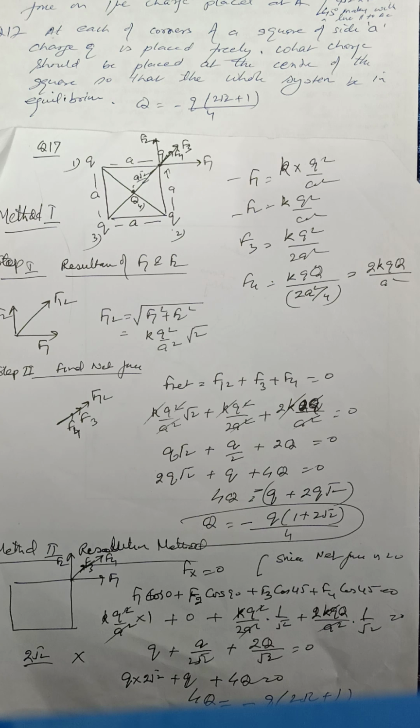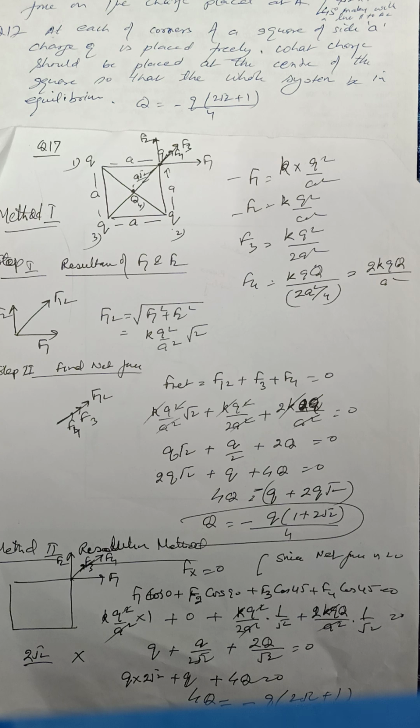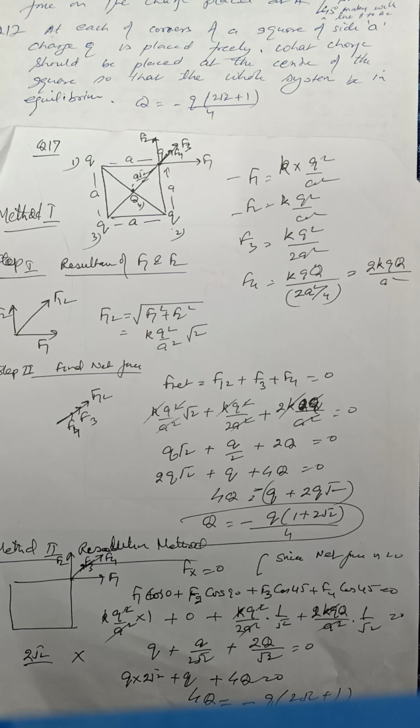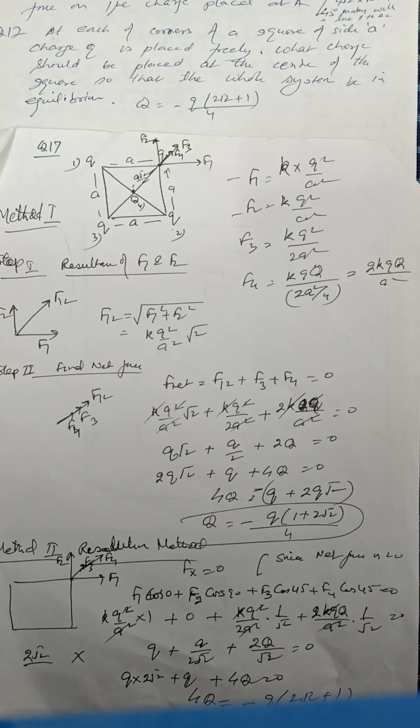The first method is the law of parallelogram method. We select two forces, F1 and F2, first and try to find the resultant F12. F12 is the square root of F1 square plus F2 square because they are perpendicular. We cannot add them directly. F1 and F2 are both equal, so k q square upon a square is common, and the total value is k q square upon a square into root 2.